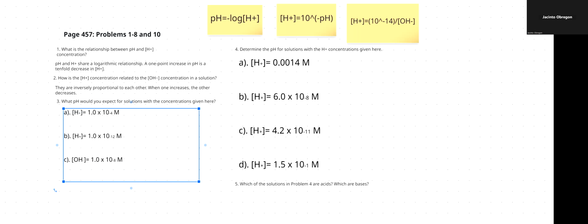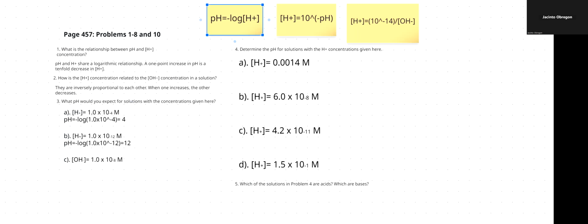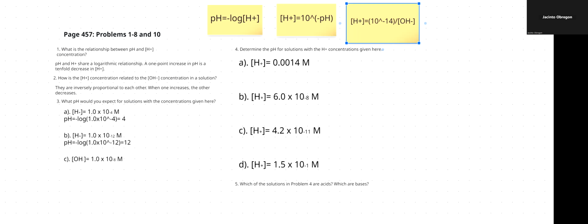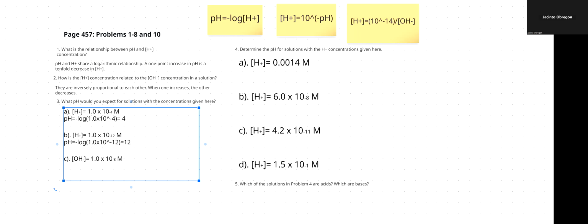Now, part C gives us the hydroxide anion concentration, which is 1.0 times 10 to the negative 8. So it's not as simple as plugging it into the equation, because the equation normally uses hydrogen cation concentrations because these are acids. But if it's a base, it won't be given in hydrogen cation concentration. It'll be given in hydroxide anion concentration. So we're going to be using this third equation, the third sticky note on the right. So first we need to solve for H plus.